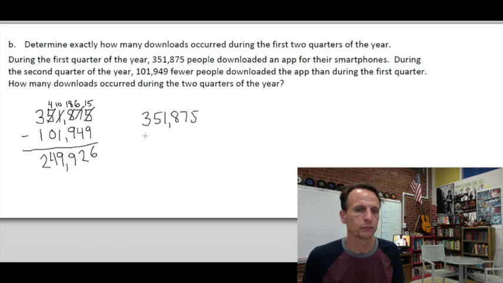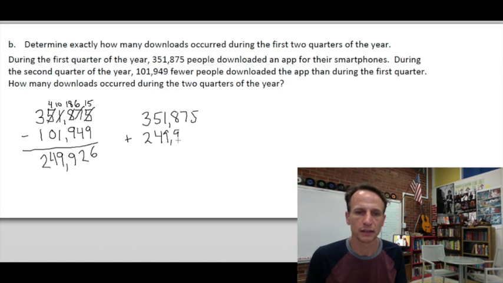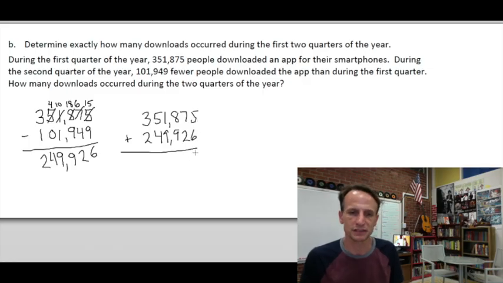Is it now? All right, and so we're going to add to that 249,926. Great. Remember addition. Don't get your head stuck in subtraction. 5 plus 6 is 11. Regroup that 1, and you see we have a make 10 fact here. Say 8 and 2, or you could say 7 and 3. Make 10. Place the 0.